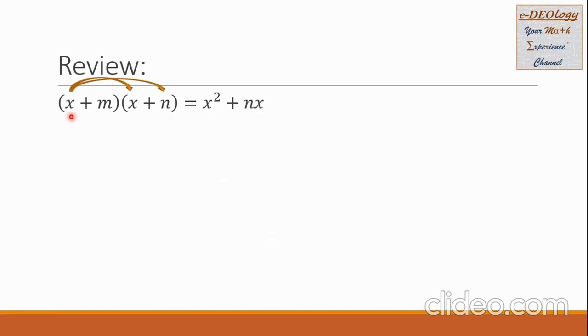I'm going to get the x from the first group and multiply it to all the terms of the other binomial. So x times x is x squared, x times n is positive nx. The next is the m to be multiplied to the other members of the other group. So m times x is mx, m times n is mn.